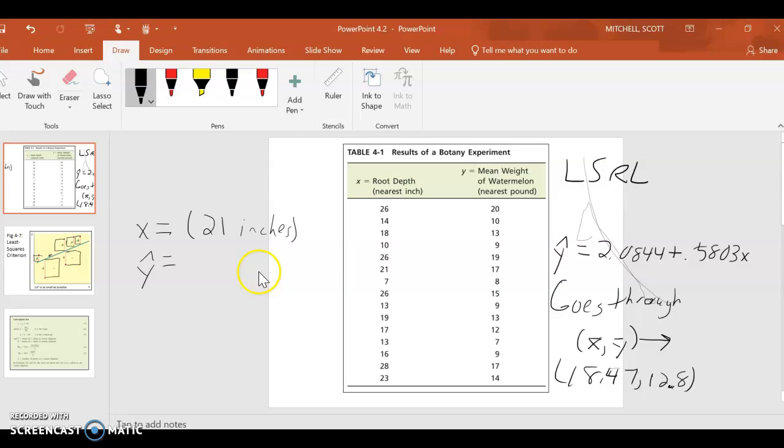So our predicted weight would be 14.27 pounds. And I'm sorry, these should be squiggles, like approximately 14.27 pounds. So how close is that to the actual? Well, you notice right here we actually have a 21. That's why I picked it. So we had an actual 21-inch root depth that produced a 17 average pound watermelon. So again, this isn't an exact science.